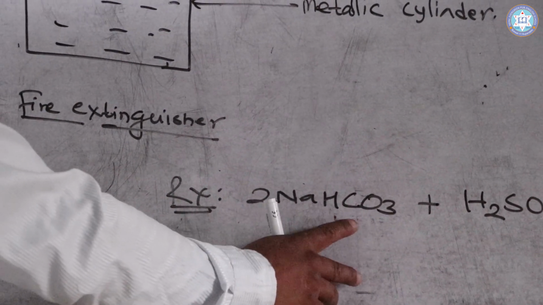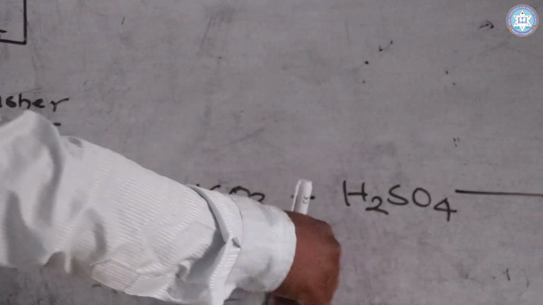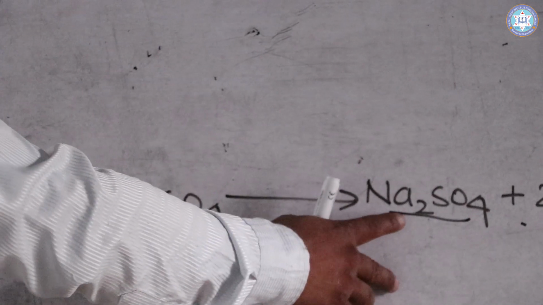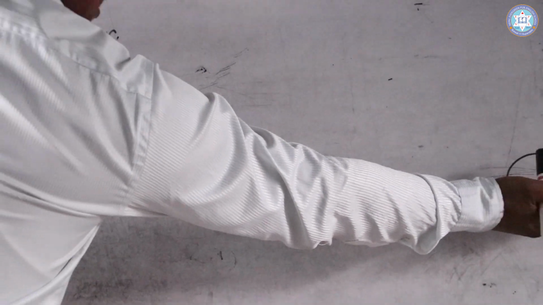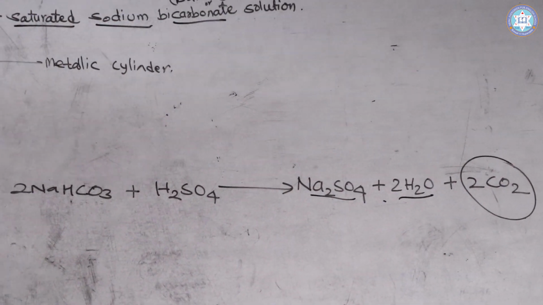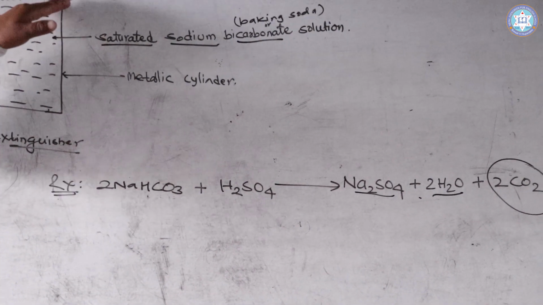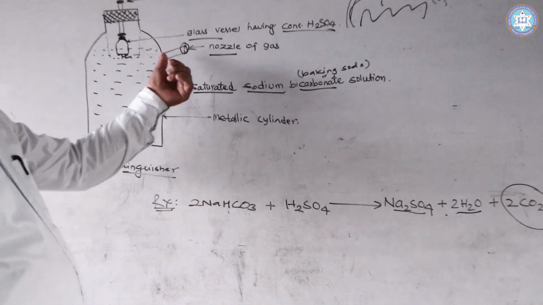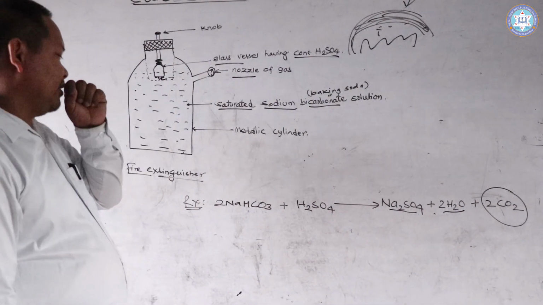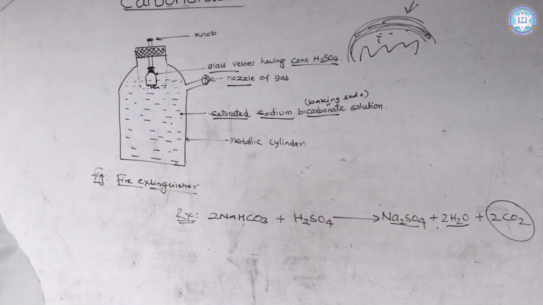This is sodium bicarbonate and this is sulfuric acid. The reaction occurs, sodium sulfate is formed, water is also formed, and the necessary carbon dioxide gas is also produced. This produced carbon dioxide gas comes out from the nozzle and extinguishes the fire. In this way, we can easily extinguish the fire.